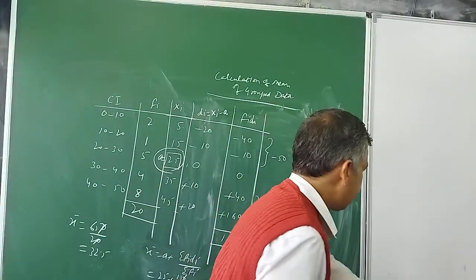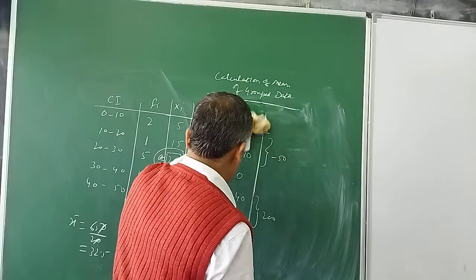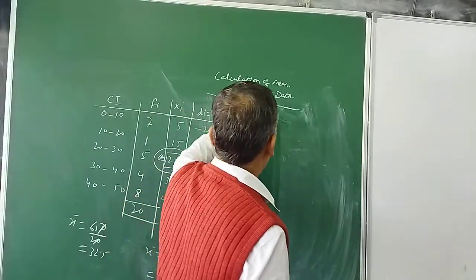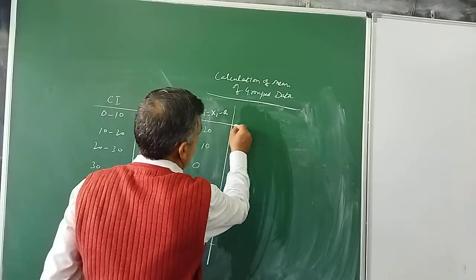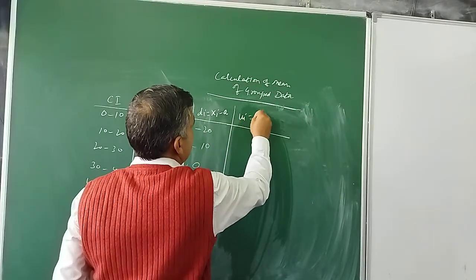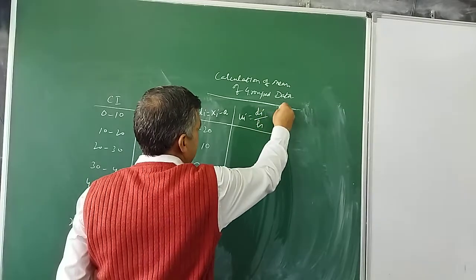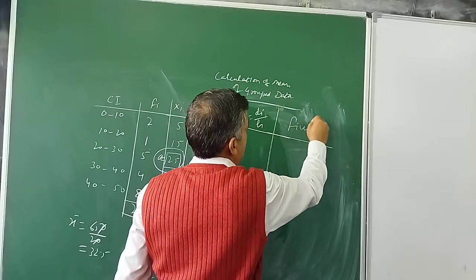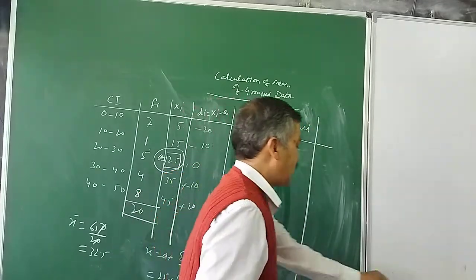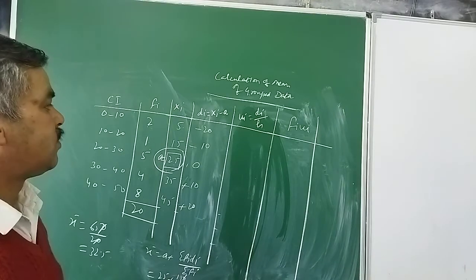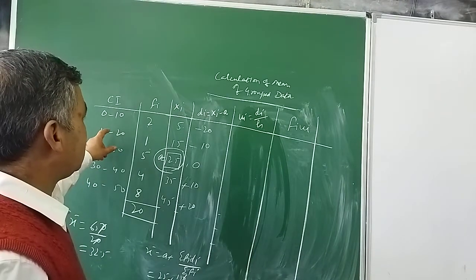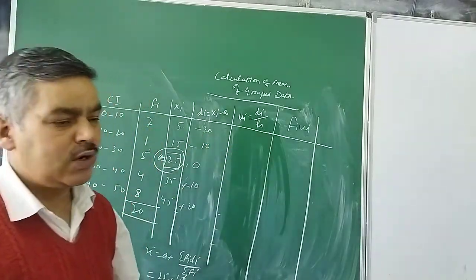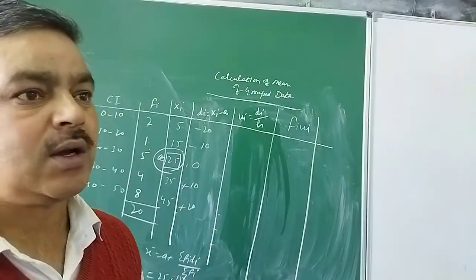How? Let us see. Then the sixth column, I said I need to add this now, and first of all I will go for ui. What is this ui? ui now is equal to di upon h. This is another column I have to add. And finally, in the sixth column, I will be writing fi ui. So in the step deviation method, columns increase to 6: 1, 2, 3, 4, 5, 6. So one column stepwise you need to add.